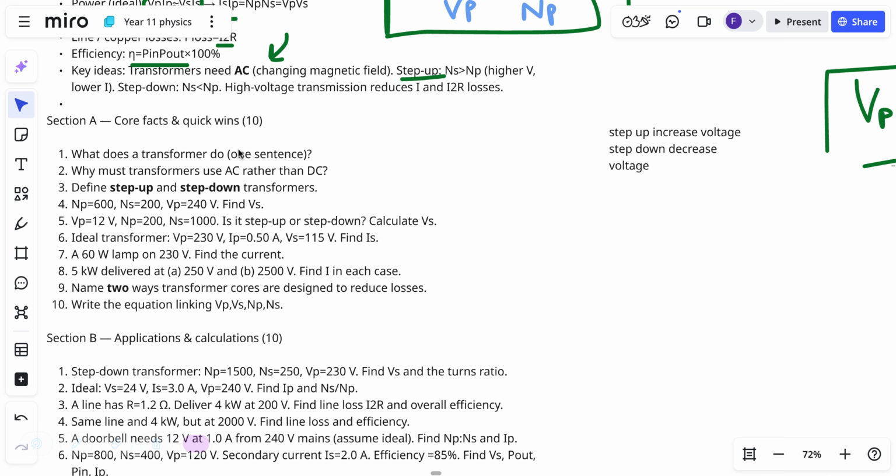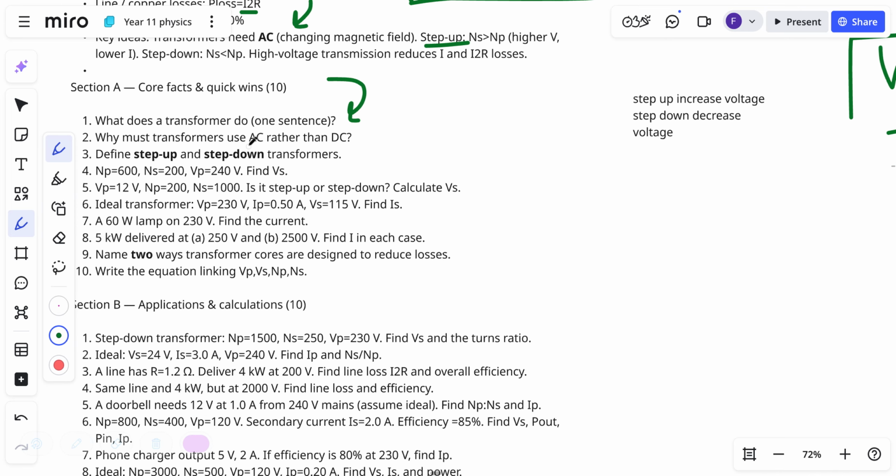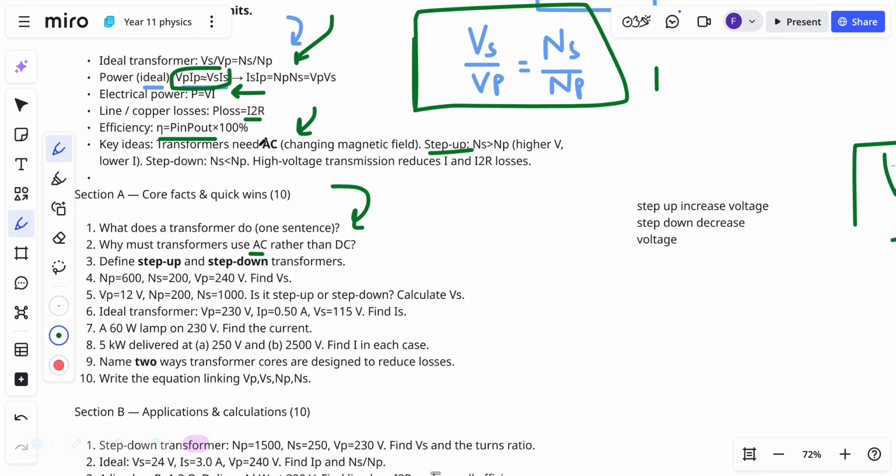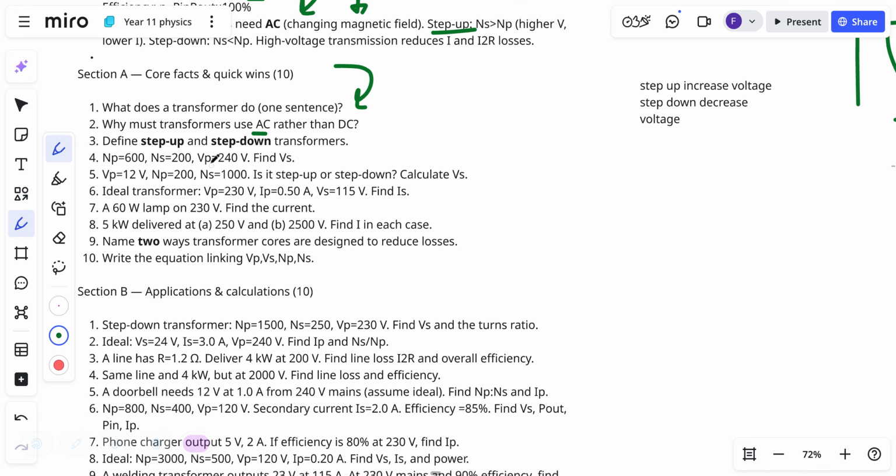Core facts and quick wins. What does a transformer do in one sentence? You word it in your own way. Transformers either increase the voltage or decrease the voltage. Why must transformers use AC? Because they need a changing magnetic field. Define step up and step down transformers. Any way you want. Step up increases voltage. Step down decreases voltage.